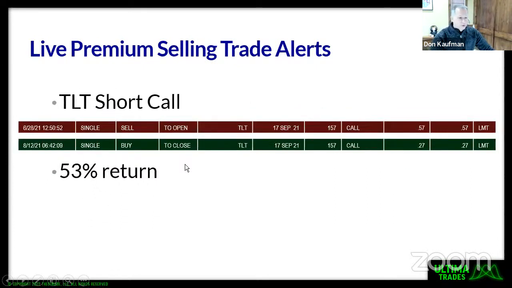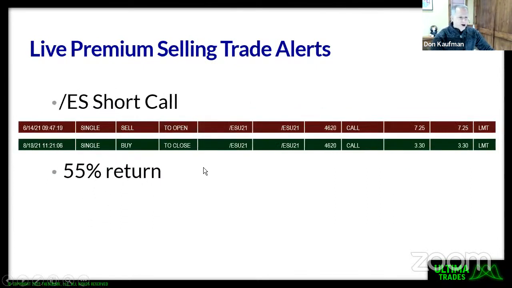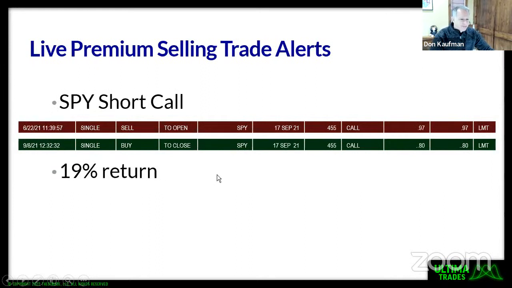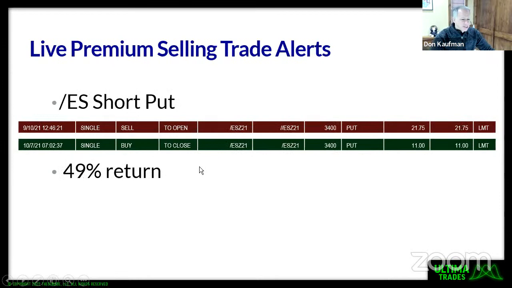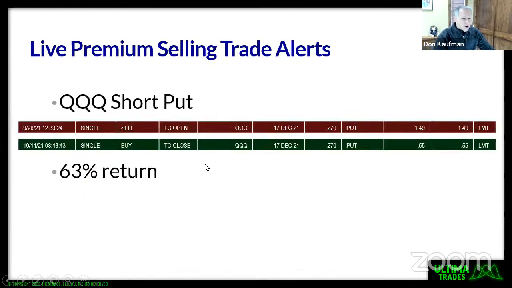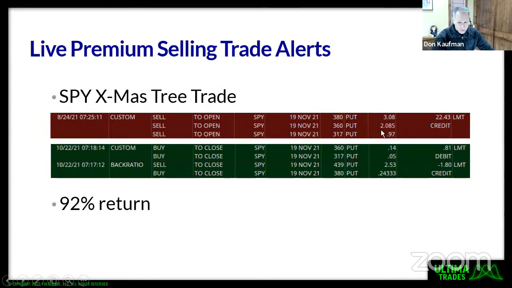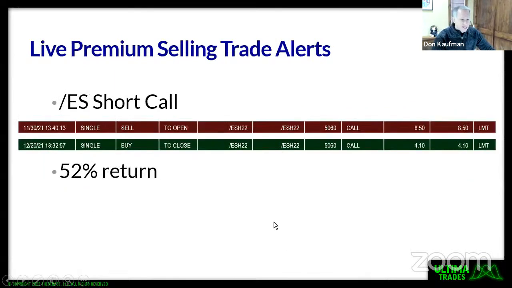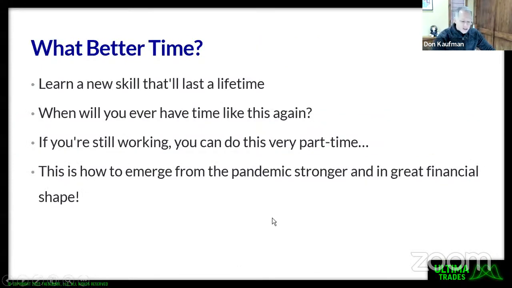Here's a QQQ short call, TLT. So that's a little bit of bonds. S&Ps again. Here's one only 19% return. Again, every single trade in this particular portfolio. All right, here's another Christmas tree spread, both opening and closing, 92% return on here. It's a $22.43 credit. ES. That's the entire portfolio for the year.